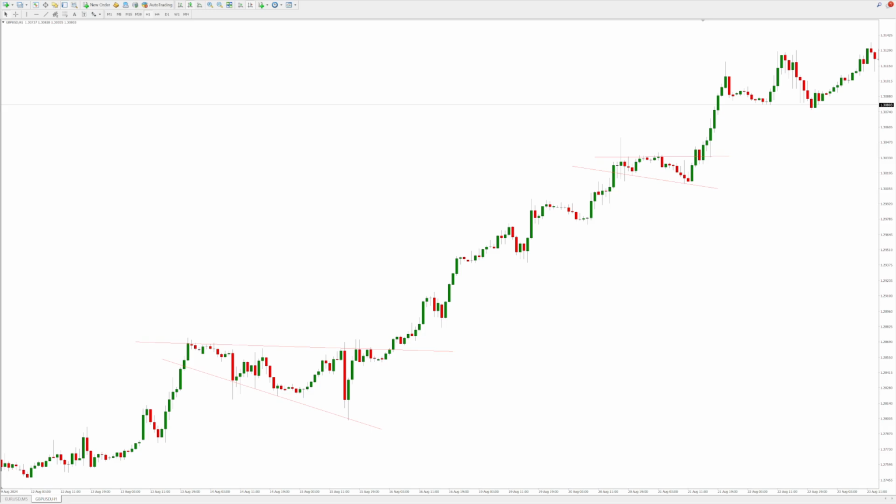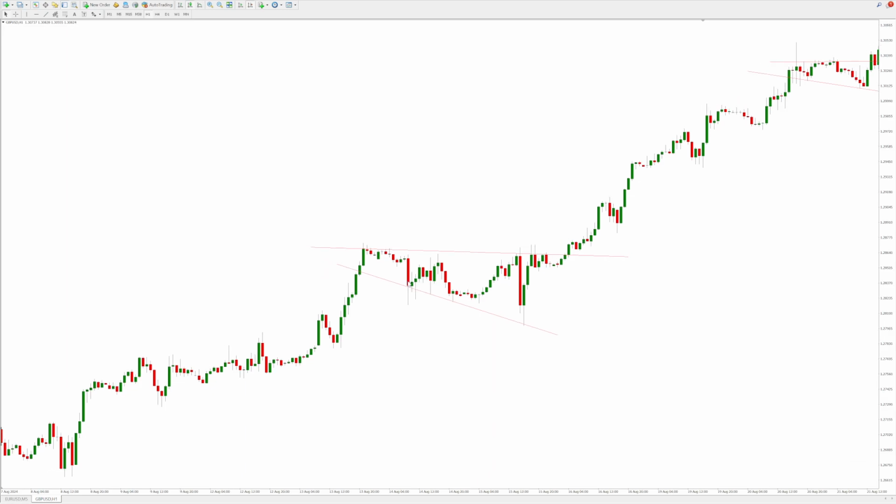Hello traders, in this video we are going to be looking at the broadening wedge pattern. So basically this is a pattern that uses support and resistance levels to identify areas of price consolidation, which you're then going to look to trade a breakout of. As you can see, I've already marked two broadening wedge patterns on this chart here. This is a 1 hour pound dollar chart.